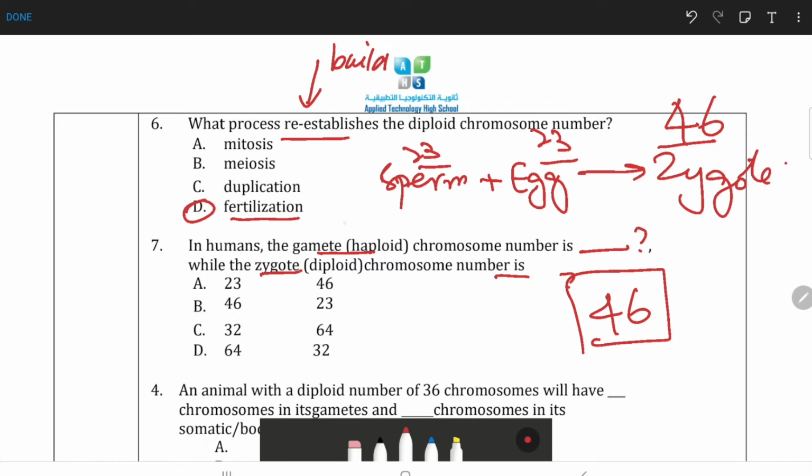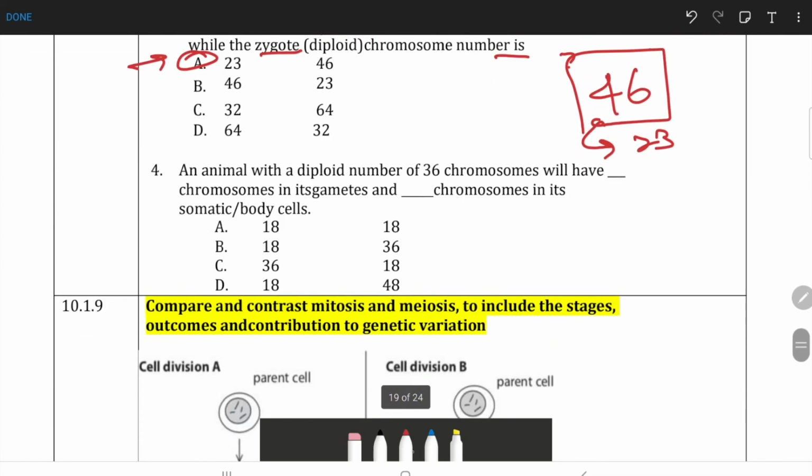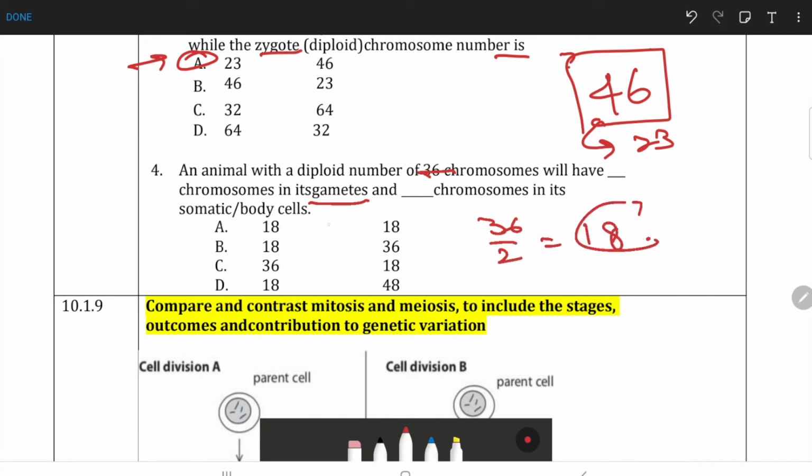But look at this one. The first one should be haploid, and when you look at haploid, it should be 23. Now we can easily check from here: 23 and 46. Yes, this one. And animals with a diploid number of 36 will have a chromosome number in their gametes of: 36 divided by 2 is equal to 18. And its body cells, of course, 36 again. So now 18 and 36, this option.